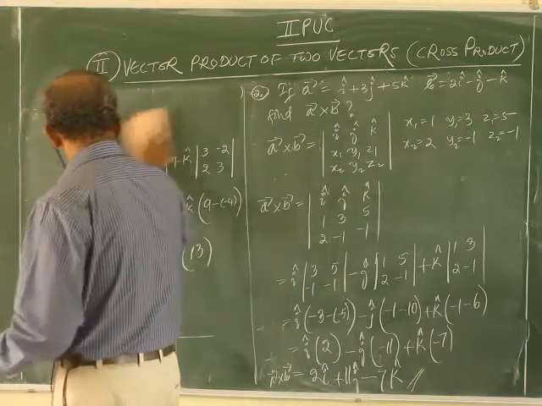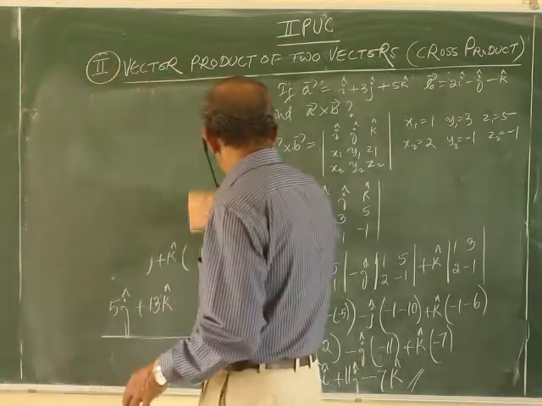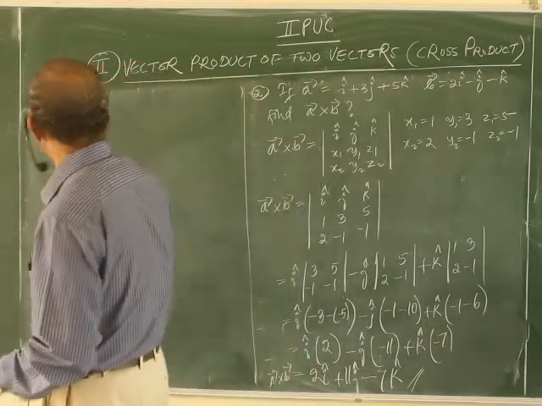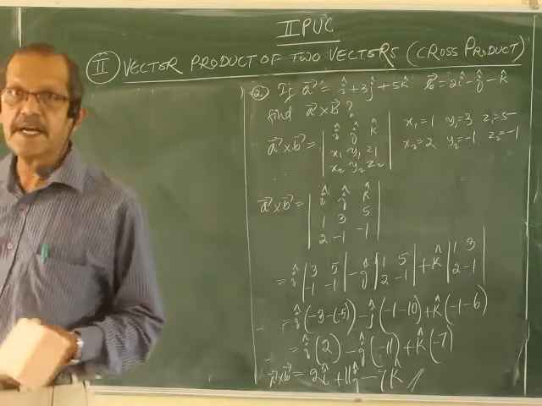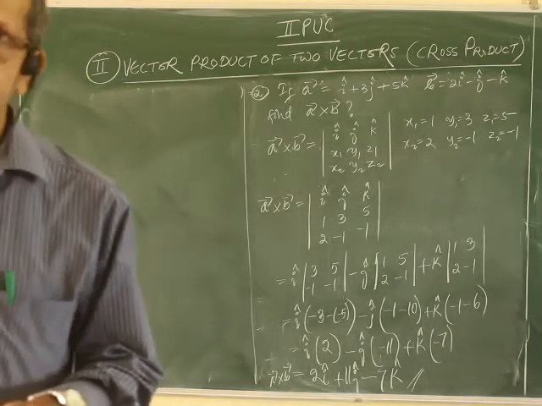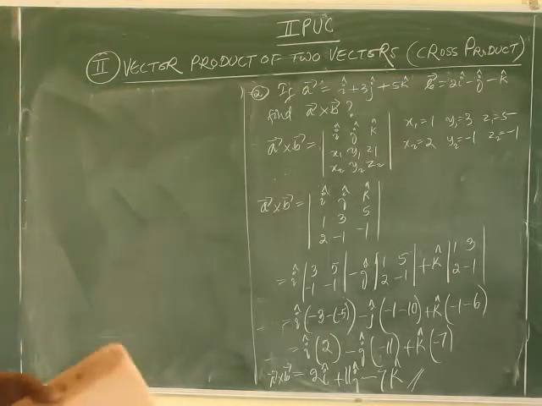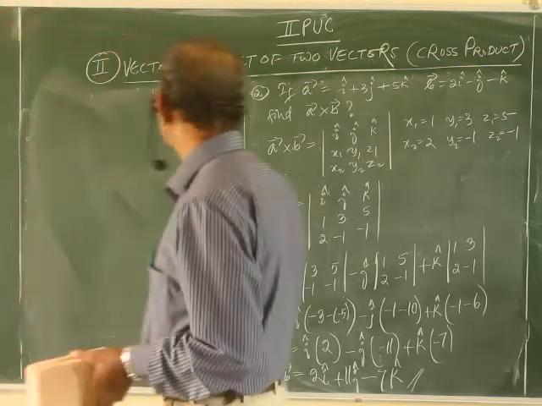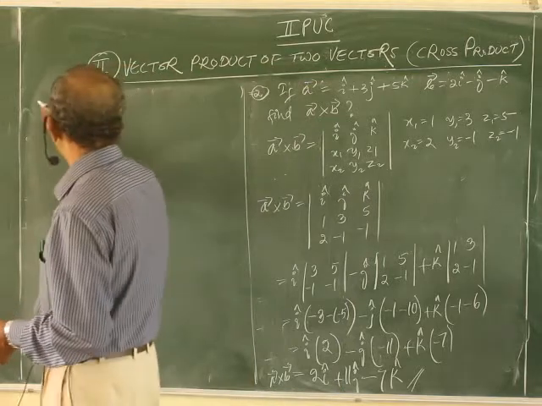Evaluation of cross or vector product of two vectors. Just simplify the determinant, you get A cross B. Right? Next, let me take the second one, to see the geometrical meaning.